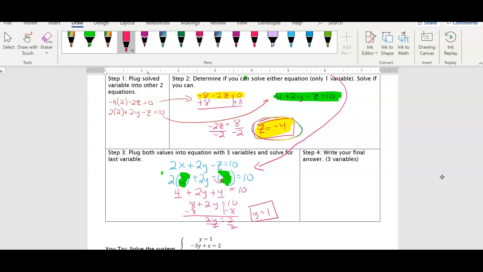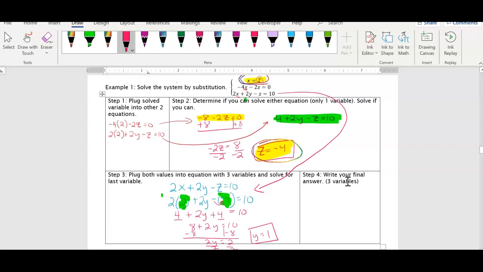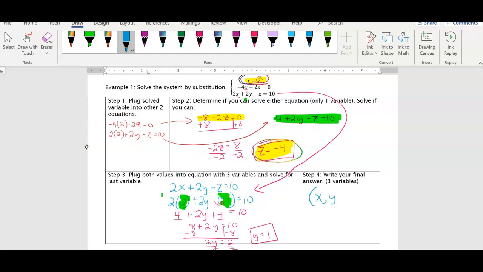So now I have all three answers. The way that I write my final answer is I want it to be in alphabetical order. So it'll be x, comma, y, comma, z. It's called an ordered triple. So the x value, what's given to me, is a 2. My y value I just found is a 1. And my z value I found earlier, which is -4. And that's my final answer.